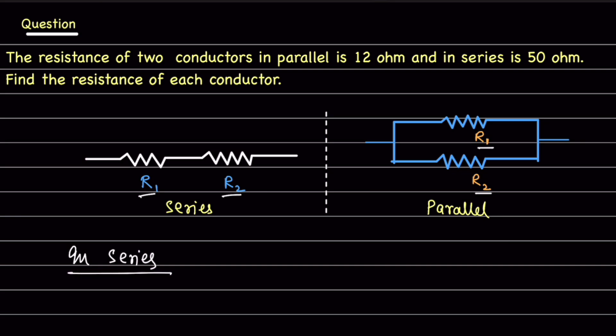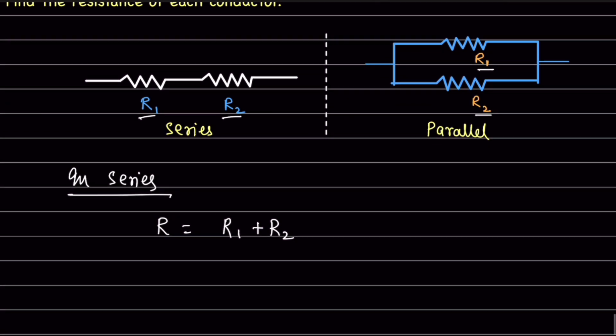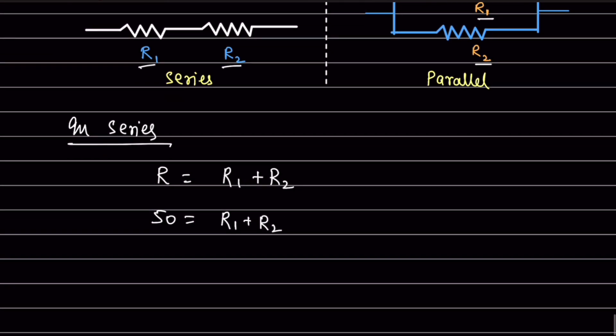We know that R is equal to R1 plus R2. R is the total resistance. So total resistance is here 50. 50 is equal to R1 plus R2. Now we can write it as R1 is equal to 50 minus R2. So this we consider as equation 1.